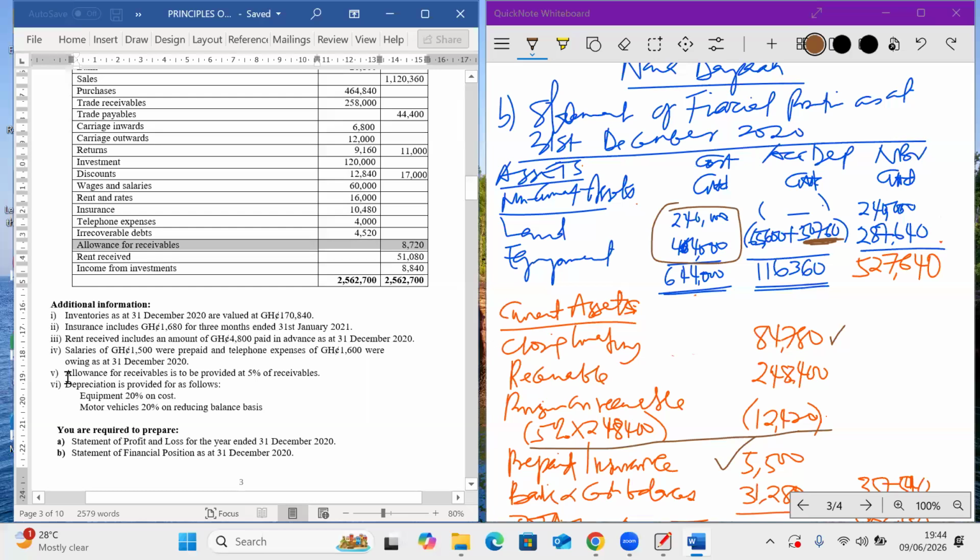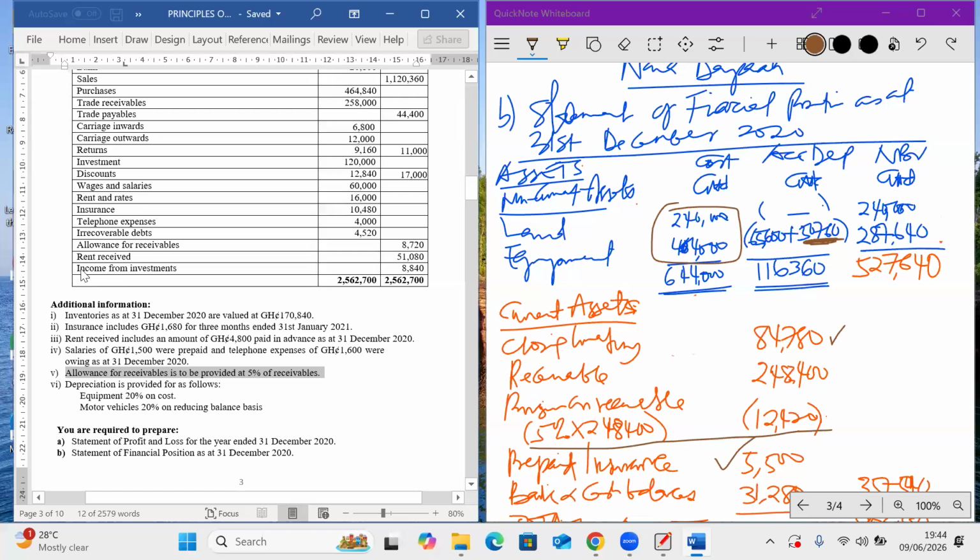You come and compare it with the value. Allowance for receivables is what? 5% of receivables, just like the one we solved. You calculate 5% on the trade receivables, which is 258,000. Then you compare with the one in the trial balance. If there's an increase at the end of the year, you take it to expense. If at the end of the year it has decreased, you take it to other income.